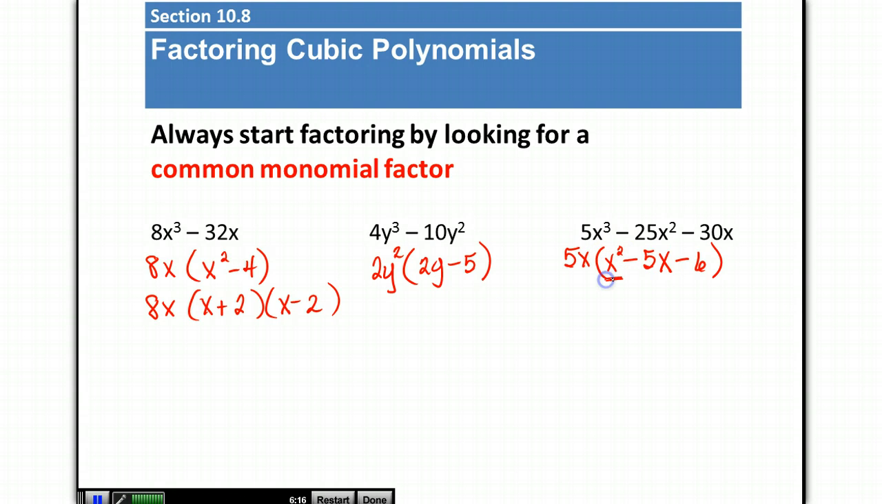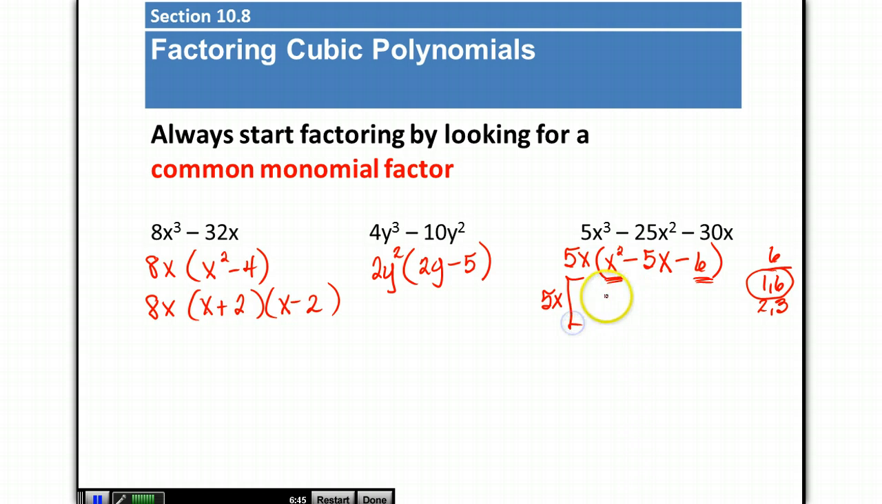So take your first term, the coefficient in front of the first term is 1, multiply by the last term, which is 6. What's 1 times 6? 6. What are the factors of 6 that have a difference of 5? A difference of 5. 1 and 6. Which one has to be the negative? 6. So we're going to go 5x.